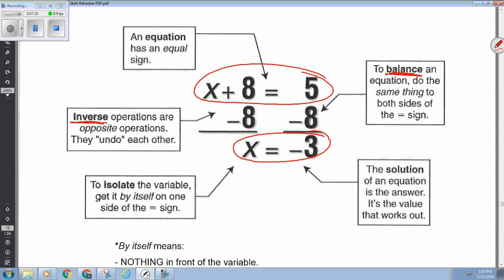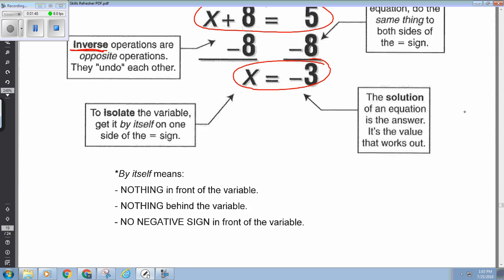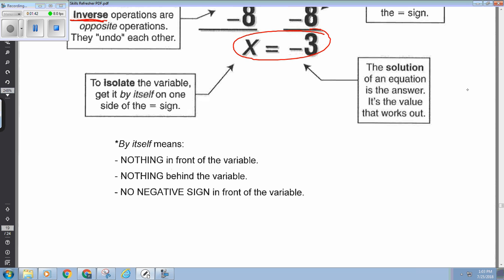Finally, the whole point of an equation is to get the variable by itself. Get the variable by itself on one side of the equal sign. By itself means nothing in front of the variable, nothing behind the variable, and no negative sign in front of the variable. You must have those three things in order to be considered done with the equation. So keep those in mind as we move forward.